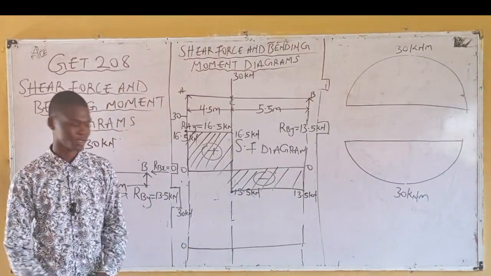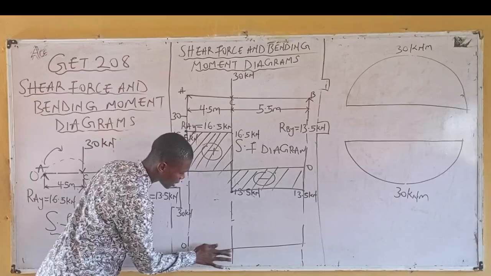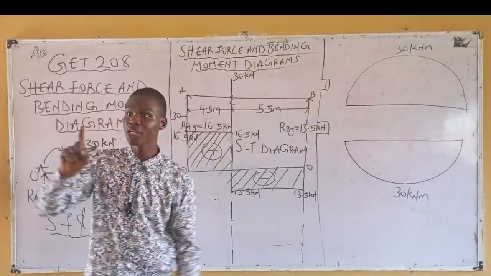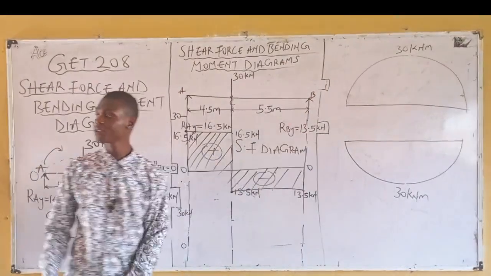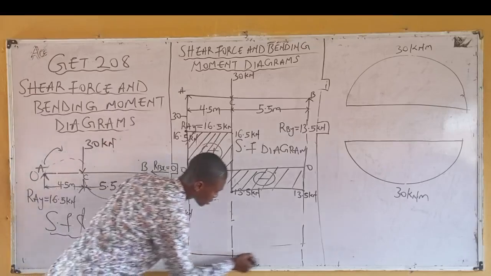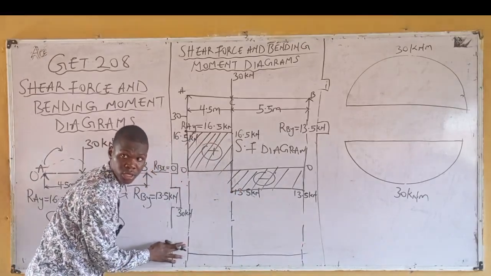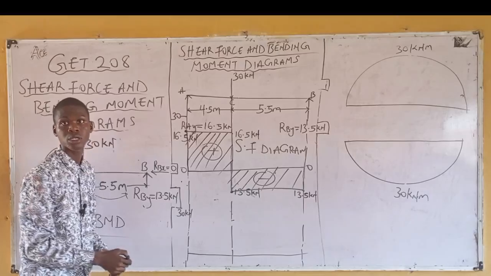Now, what's your question? No, now, bending moment. Shear force has a reference line. Bending moment has a reference line. This is the reference line for shear force. Now, the reference line for bending moment. Let's say this is bending moment. Any question? This is my reference line for bending moment.